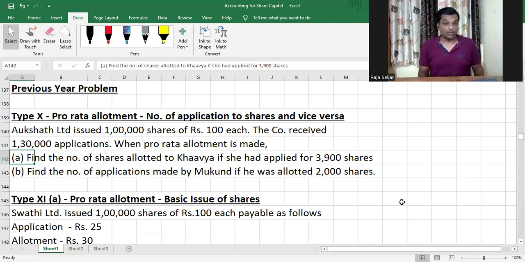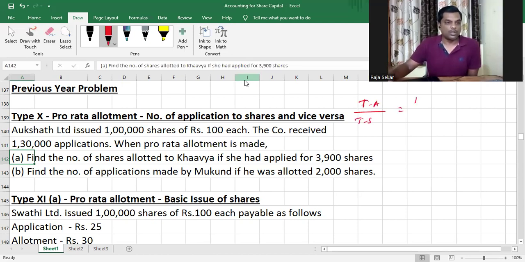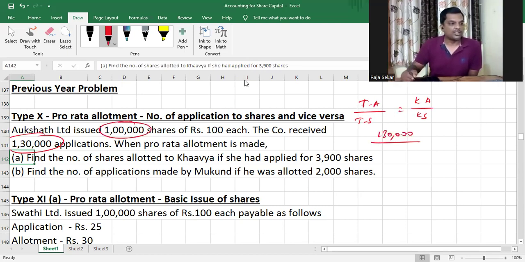What do we do? We can use the formula, substitute, and get it done. Am I right, my dear children? So let's do that. According to the formula, my dear children, it is total applications divided by total shares is equal to Kavya's applications divided by Kavya's shares. The total applications is how much? It is 1 lakh 30,000 as given in the question. So 1 lakh 30,000 divided by total shares, how many? 1 lakh.